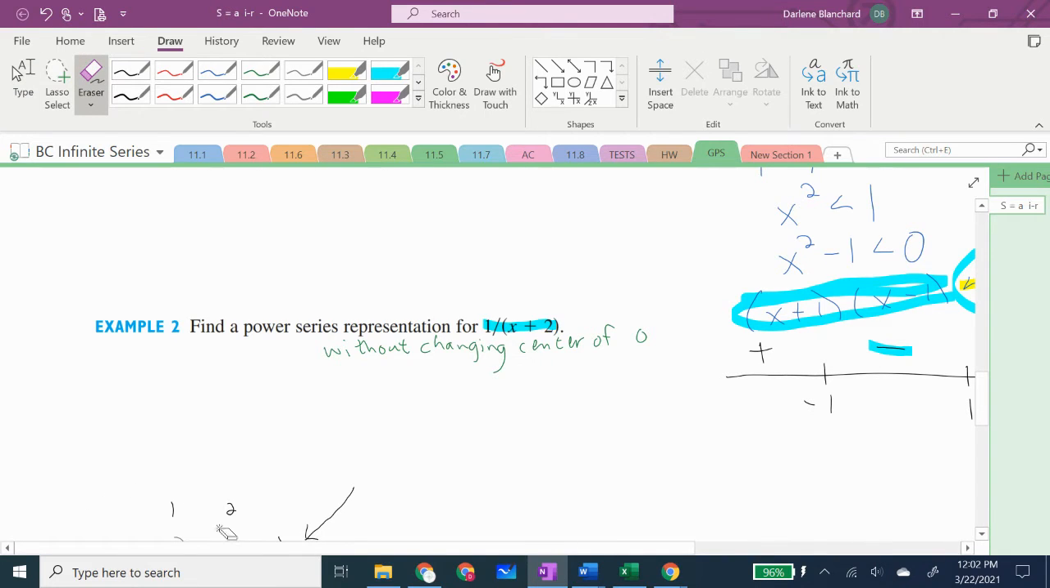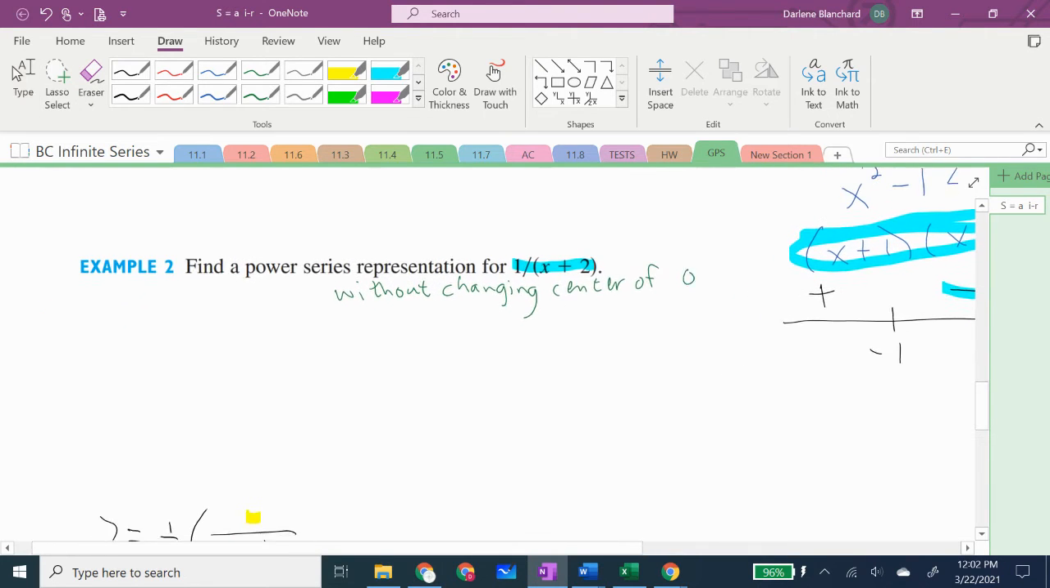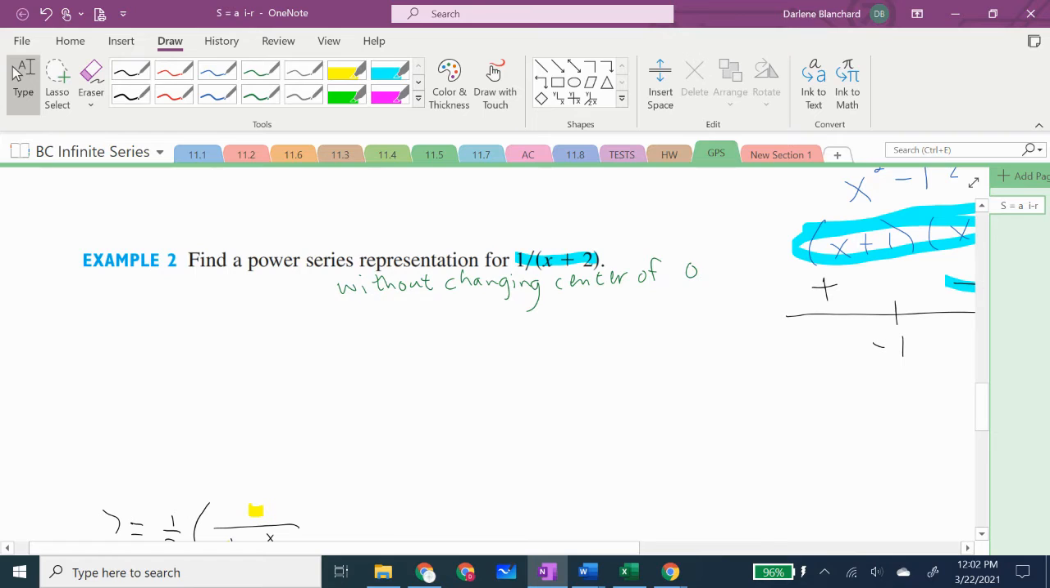You're going to come up with a power series. This one is actually quite a bit harder. And I realized I needed to add into the directions, without changing the center, the fact that the center is 0, without changing that center. I'm going to rewrite this.